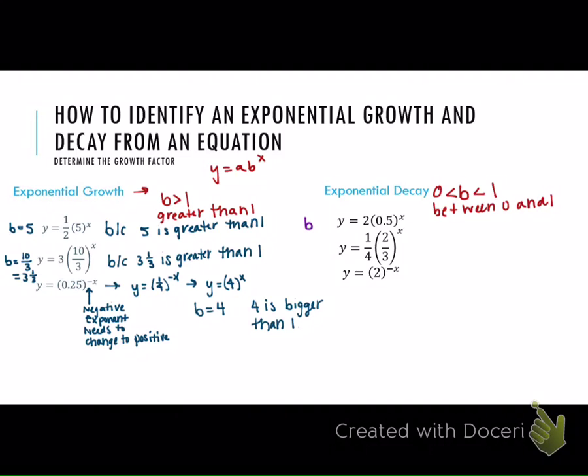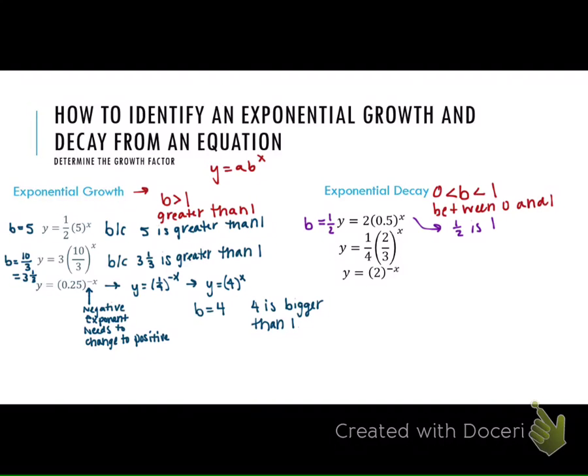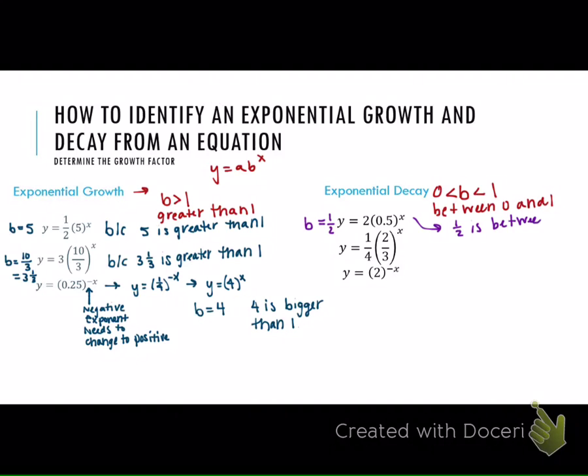Avery, what's my b value in y equals 2 times 0.5 to the x? 1/2. Okay, is 1/2 between 0 and 1? Yeah. So it's not that 2 that matters, it's the 1/2. Olivia, what's my b value in that second one? 2/3. So is that between 0 and 1?